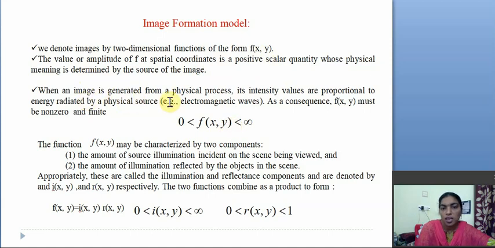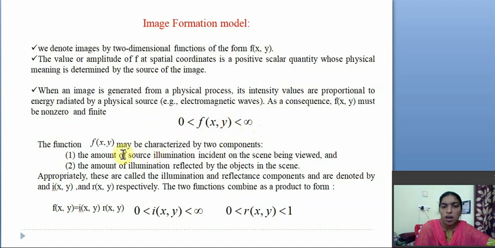When an image is generated from a physical process, its intensity values are proportional to the energy radiated by a physical source. As a consequence, f of x comma y must be non-zero and finite. That means the amplitude range actually depends on the light energy intensity. We don't know how much the light intensity energy is. That's why it is a non-zero and finite value. That means f of x comma y should be from 0 to infinite, right?